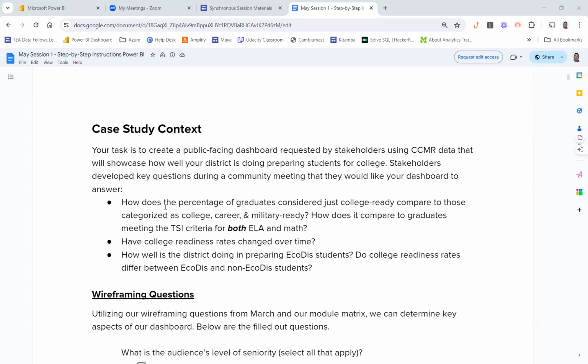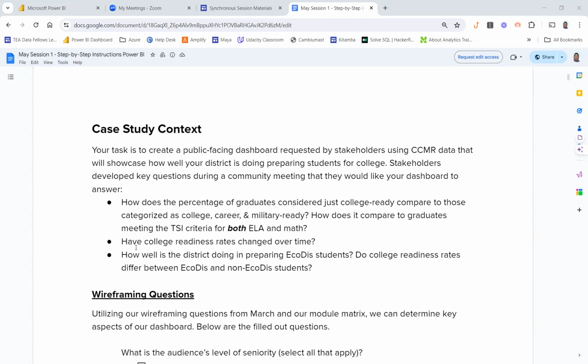First question is, how does the percentage of graduates considered just college ready compare to those categorized as college, career, and military ready? How does it compare to the graduates meeting the TSI criteria for both ELA and math?